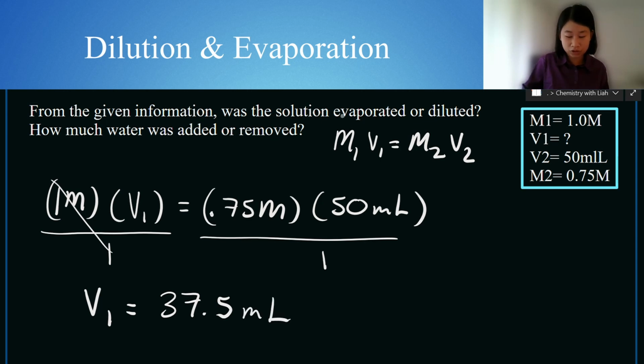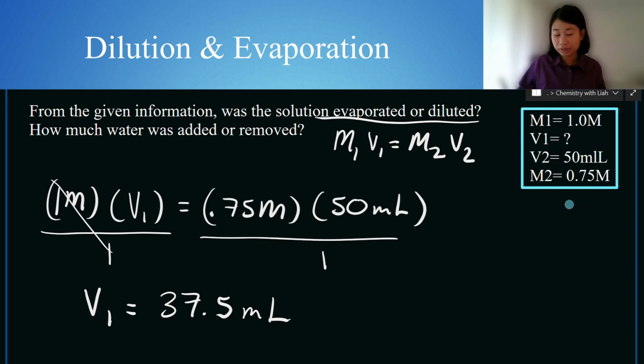So here we have the question, was the solution evaporated or diluted? Just thinking about it, diluted means we had to add water, and evaporated means we removed water. Looking at the concentrations, diluted would mean we go from a higher to lower concentration, and evaporated would mean we went from a lower to higher concentration.